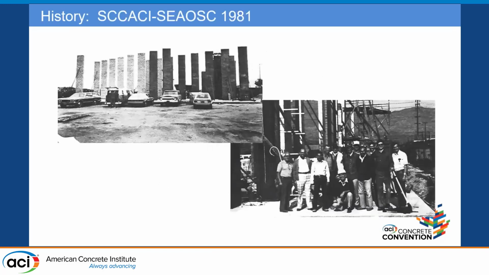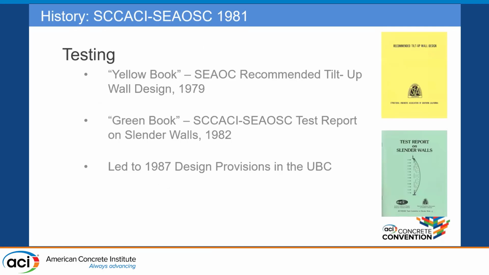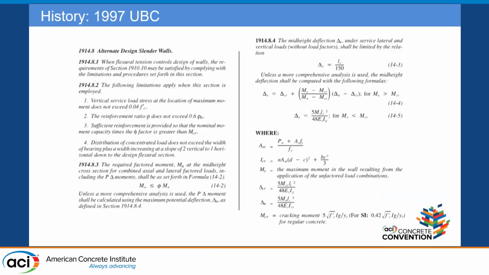So history, the testing, you had nicer photos, John, color and everything. Mm. So, but if you want this information, I think that SEAOC, the Structural Engineers Association of California, actually still sells both of these publications. And if you're interested, here's the provisions in the 97 UBC.